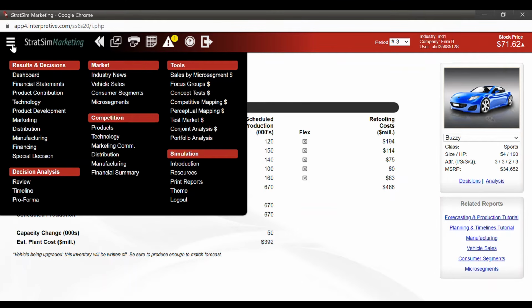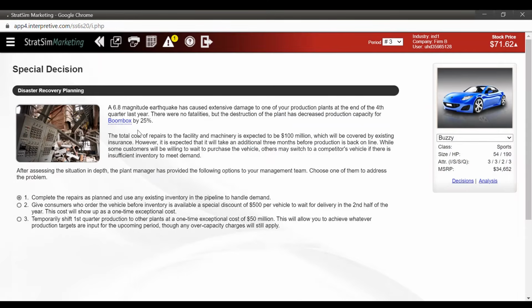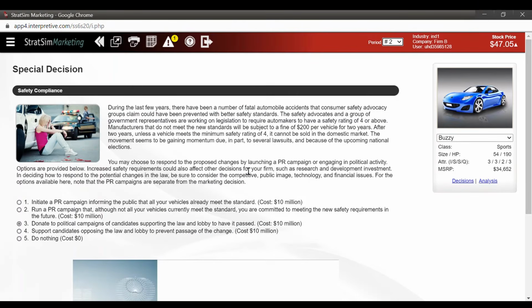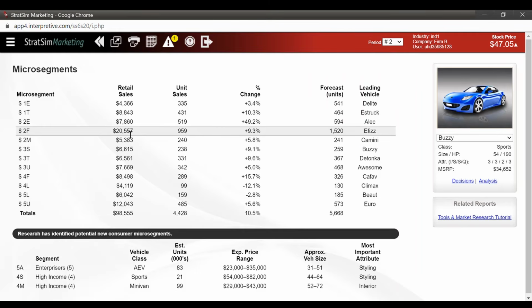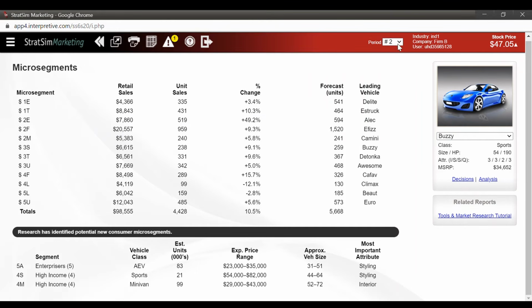Okay. So that's manufacturing. You go to special decisions. Be on the lookout for all this information under special decisions. It is very important. We won't go into details about this, but take a look once you get there. Under market, micro segments. Very, very important.